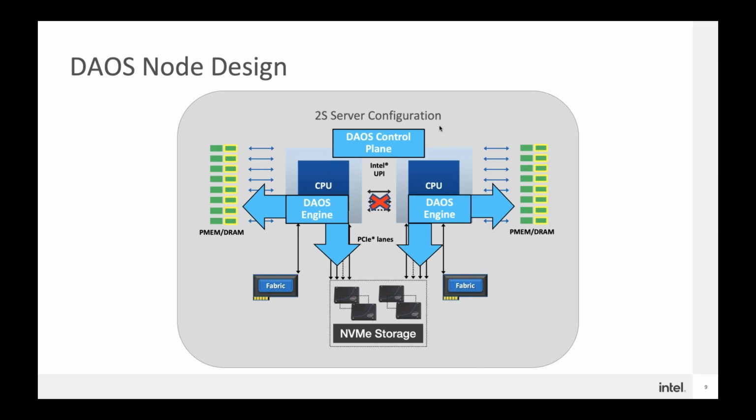Also, the dual socket server requires a fabric adapter to connect to each of those sockets, and ideally those SSDs should also be split over 2 sockets as well. This is because the design of DAOS is based on the assumption that all the engines have symmetric storage capacity and symmetric I/O bandwidth.